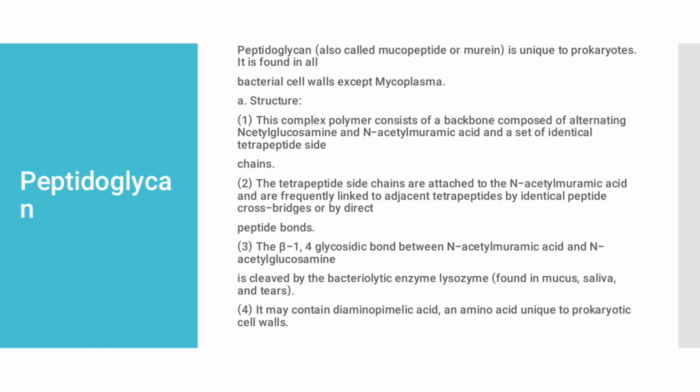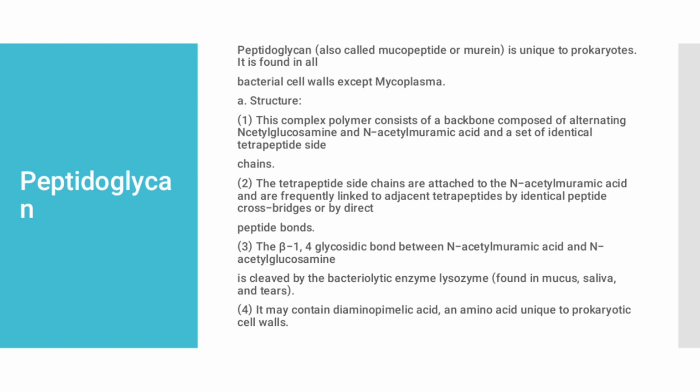Peptidoglycan. This is also called mucopeptide or murein. It is unique to the prokaryotes. It is found in all bacterial cell walls except Mycoplasma. Here we can say the structure. This complex polymer consists of a backbone composed of alternating N-acetylglucosamine and N-acetylmuramic acid and a set of identical tetrapeptide side chains. The tetrapeptide side chains are attached to the N-acetylmuramic acid and are frequently linked to the adjacent tetrapeptides by identical peptide cross bridges or by direct peptide bonds.